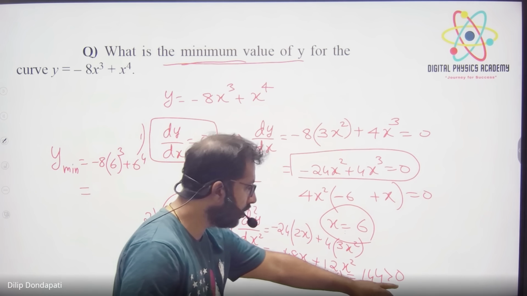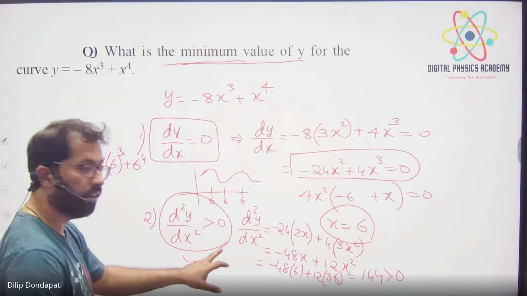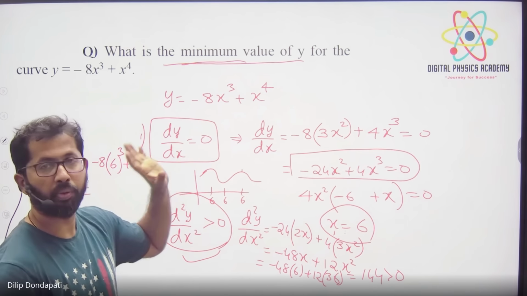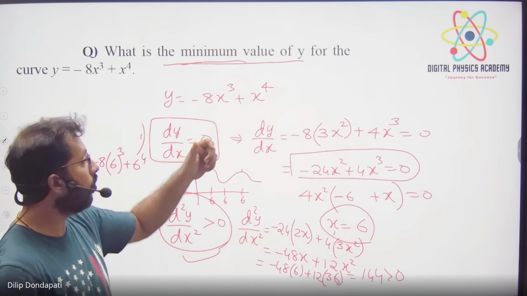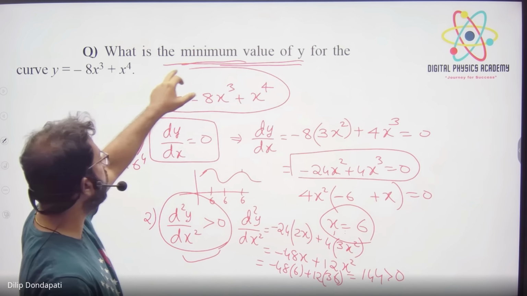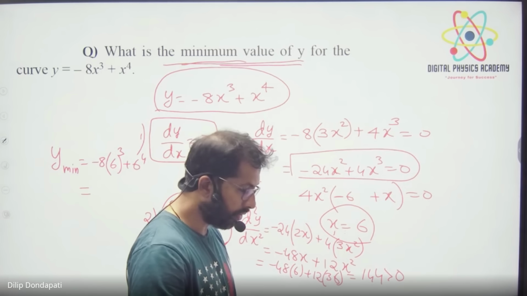After finding 144, what do I do? 144 is greater than 0 or less than 0? Greater than 0. That means this condition is satisfied. This is nothing but a minimum point. That means we conclude that at x equal to 6, the graph has a minimum point. Now we are asking what is the y minimum. So you have to substitute x equal to 6 in this to get the y minimum. Sir, is it okay if we get a negative? Yes, no problem.